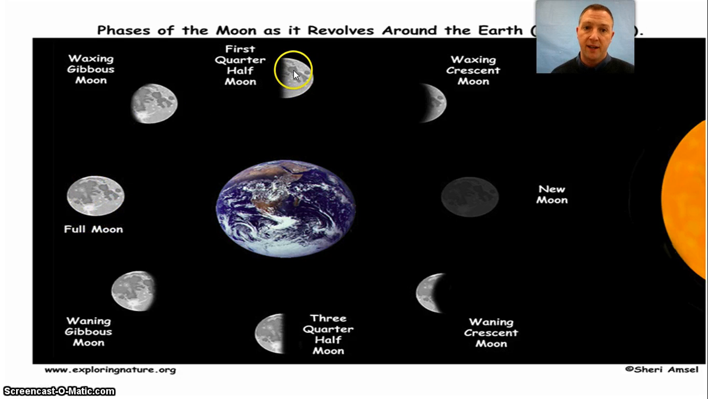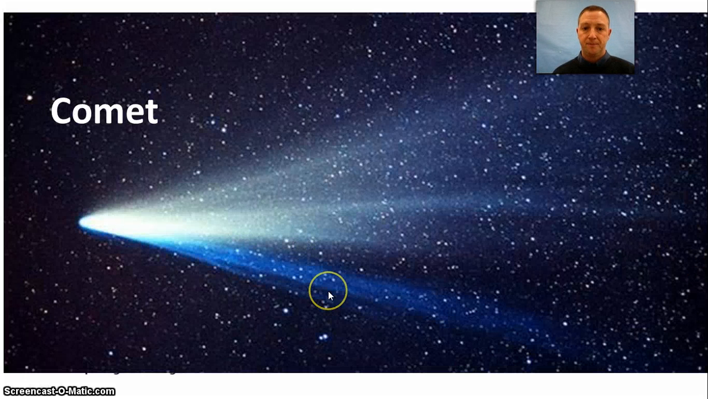Notice, when it's over here, we see a half moon, because half of it is getting lit from the sun. Over here, we'd also see a half moon. I don't like the way the shadows do this, but yeah, this should be on that side. So you see a three-quarter moon. And this is a 28-day cycle.